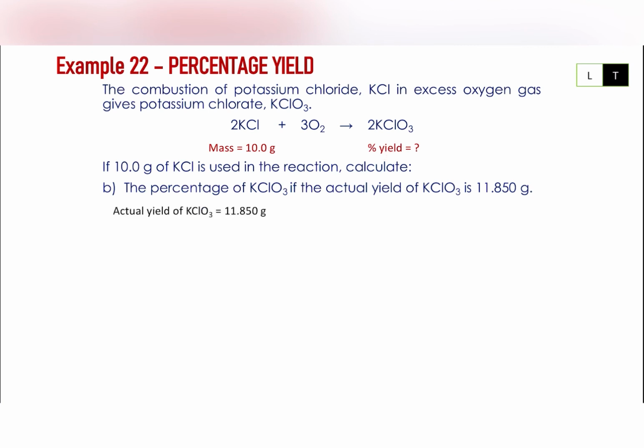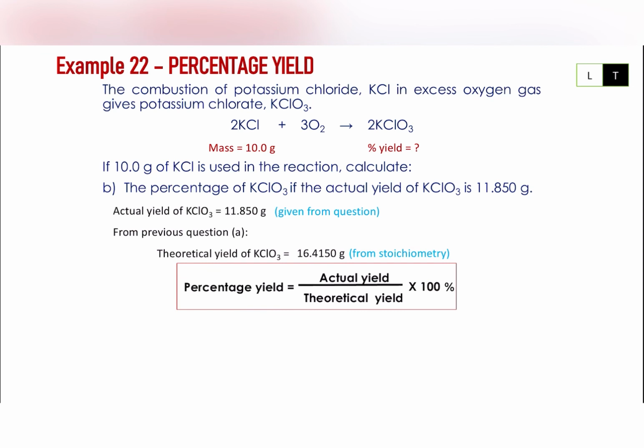So, the actual yield for KClO3 is 11.850 gram. So this is the one that I was given in the question. Next, you also have the theoretical yield for KClO3. So this is what you have from question A, 16.4150. And this value I calculated from stoichiometry. Next, we want to determine the percentage yield. I take out the information.